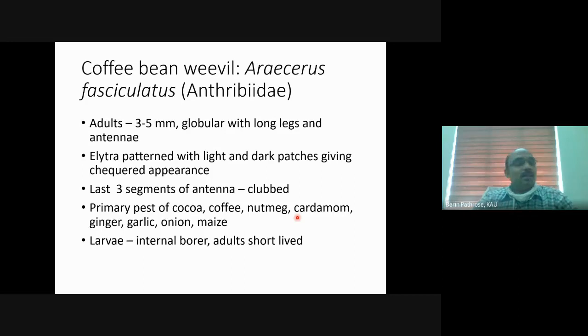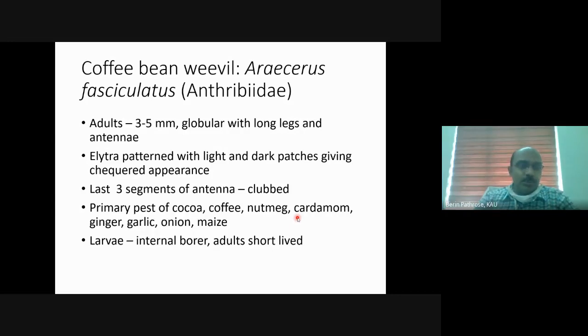ആ ട്രേഡ് അങ്ങനെ മാറിക്കൊണ്ടിരിക്കുകയാണ്. ഇപ്പൊ നിങ്ങളോട് ആ ഒരു ട്രേഡിലെ ഡിഫറൻസ് പറഞ്ഞെന്നുള്ളൂ. But even if we are storing nutmeg, stored nutmeg, the Araceus fasciculatus is a major pest, coffee bean weevil, Anthribidae. The family is Anthribidae. It's very rare to see this pest, but if you check with any nutmeg farmer in your neighborhood, ജാതിക്ക കുത്തിപ്പോയി എന്നാണ് അവർ പറയുക.